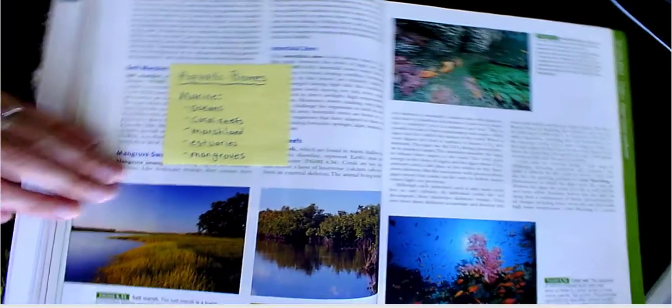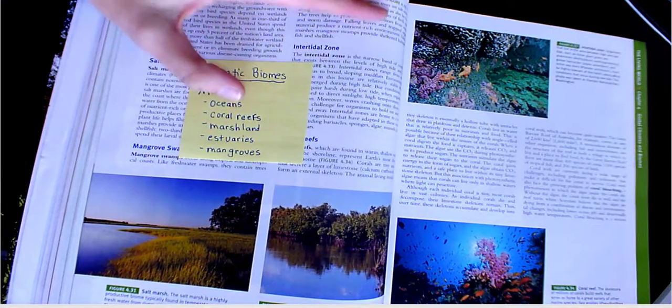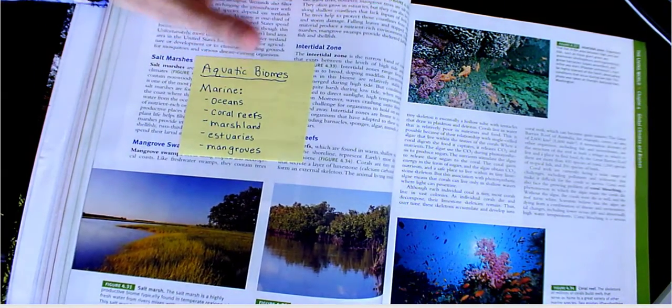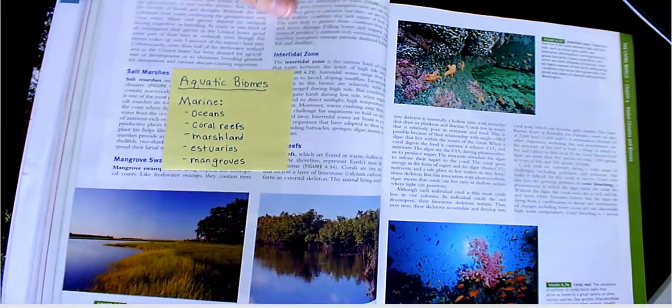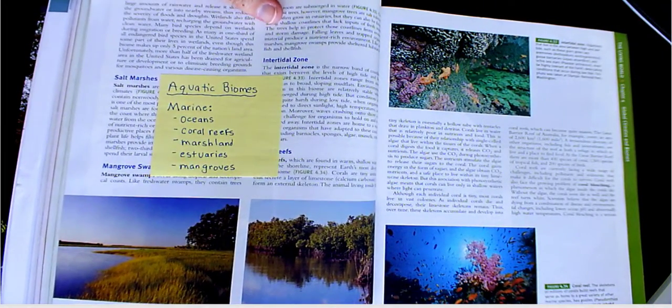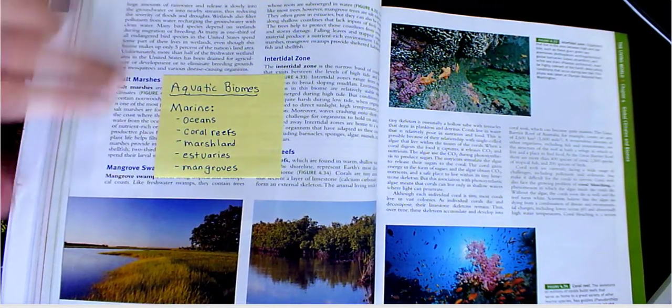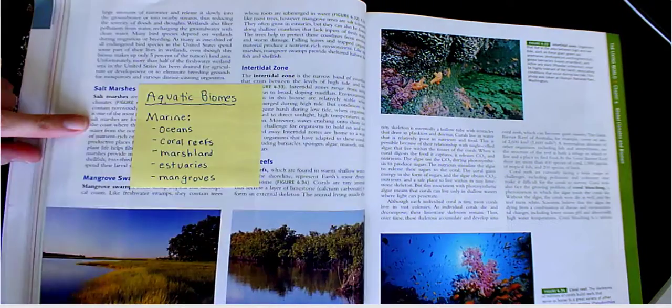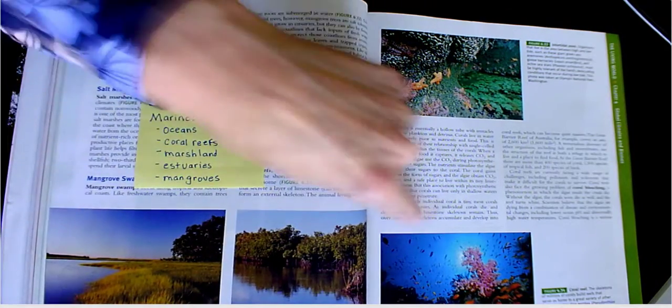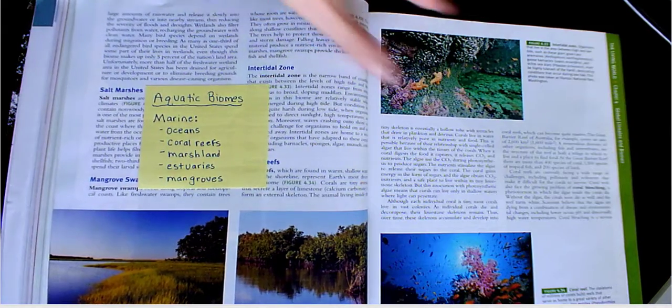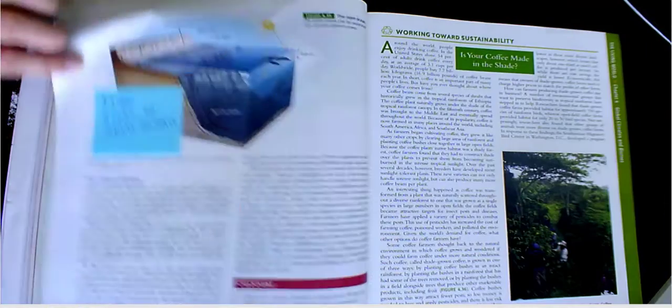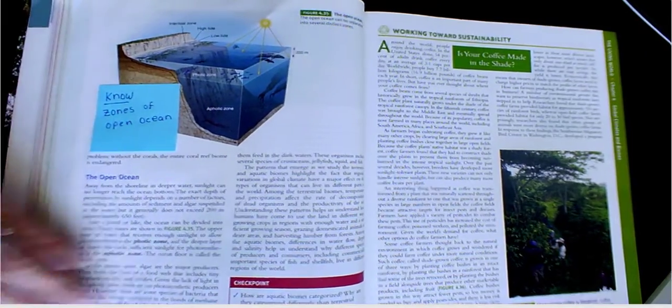All right, and then we've got the marine biomes: oceans, coral reefs, marshland, estuaries, and mangroves. Do the same thing. Do a little sticky note that summarizes each one because you can see them here. So this is where it begins, and these are the names of the things. Like the intertidal zone, not necessarily, focus more on estuaries.